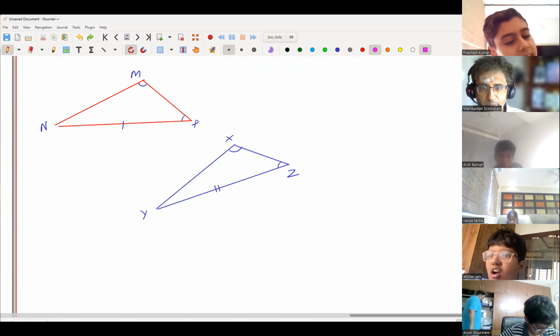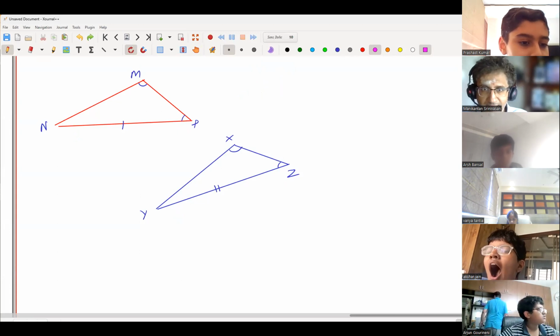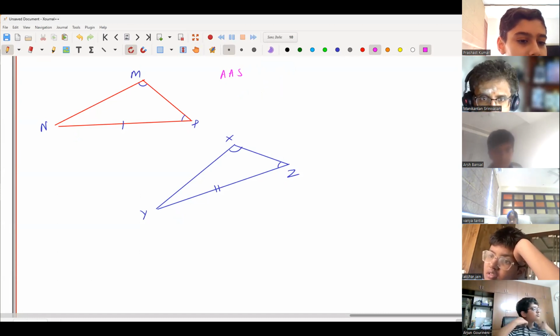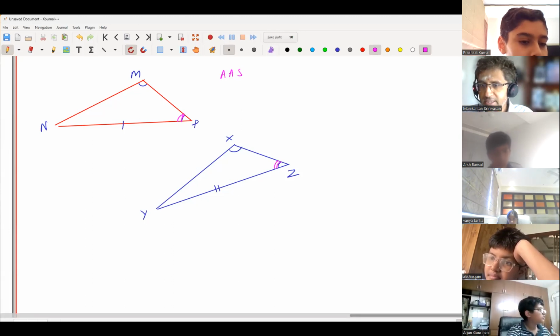Okay, let's go back to this picture, Arsh. Right? Now, you agree that this is AAS as it stands. The two angles are given equal. Okay, so maybe I should mark this with double. This is with double. Okay, do you agree this is AAS, Arsh?